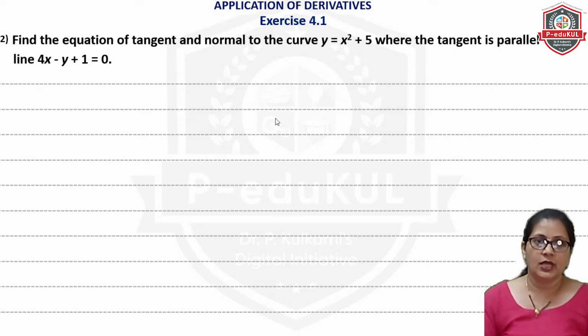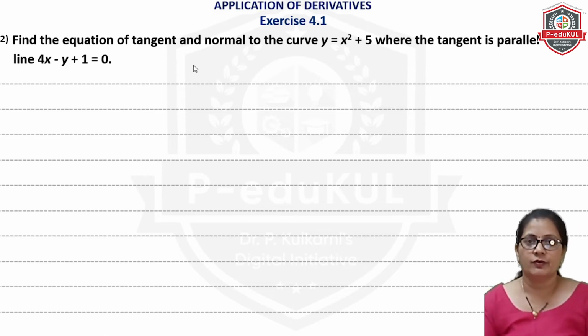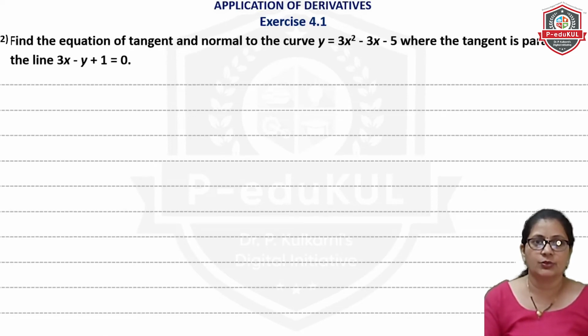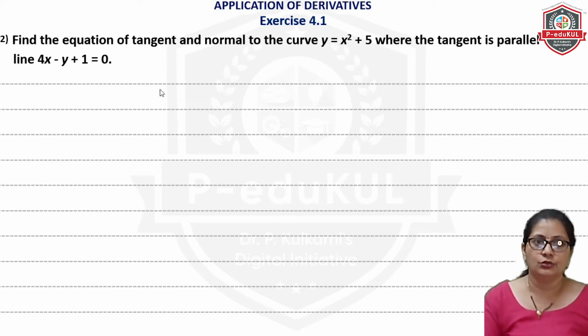So let's see the next question. Find the equation of tangent and normal to the curve where the tangent is parallel to this line. Now, whenever such a kind of question comes, people may get a little confused or something like that. But it's not difficult. You can do the question very nicely. Let us do that.